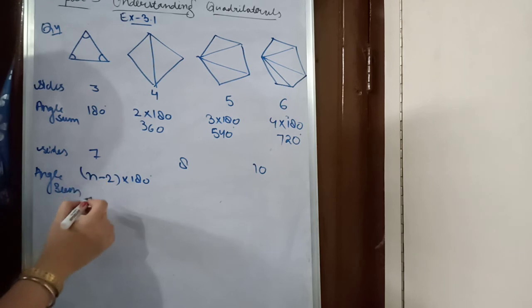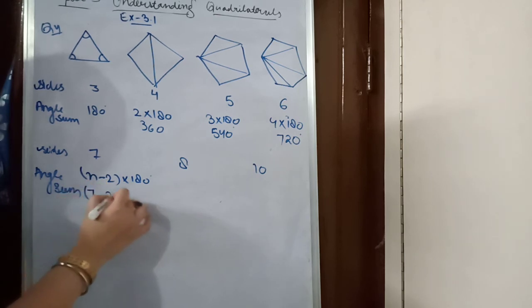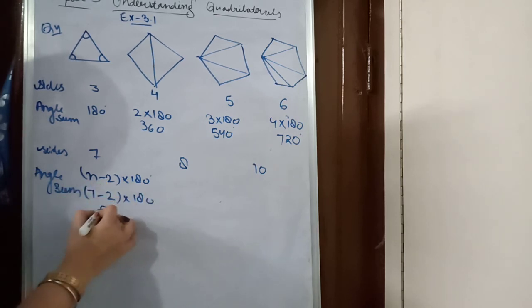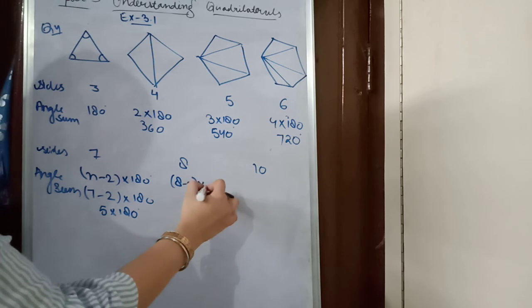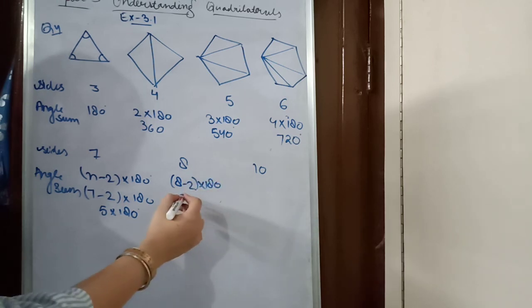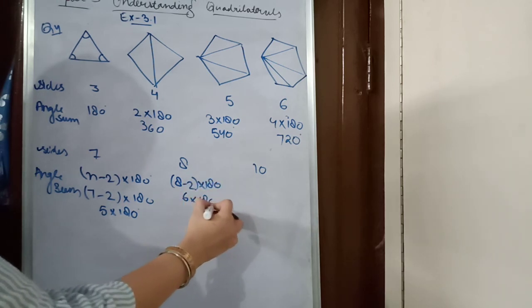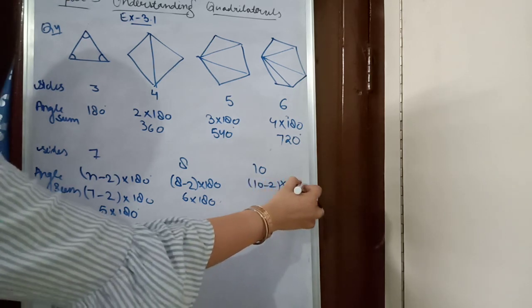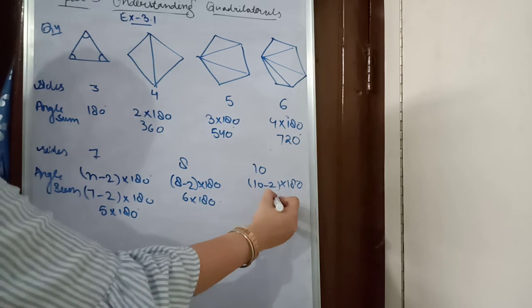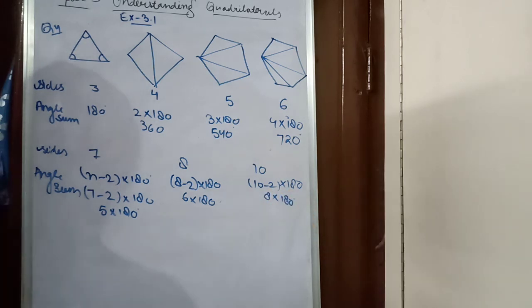Here n is the number of sides. So for 7, 7 minus 2 into 180, you will get 5 into 180. Whatever you get, you can write. Here again, 8 minus 2 into 180, what will you get? 6 into 180. Here 10 minus 2 into 180, what will you get? 8 into 180.